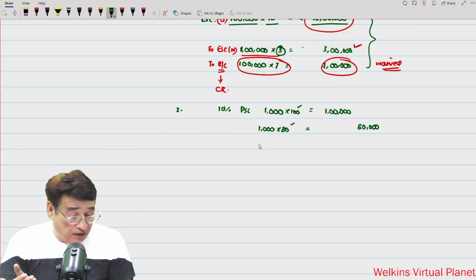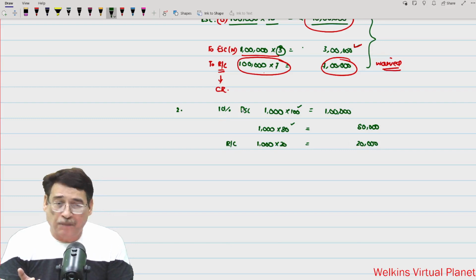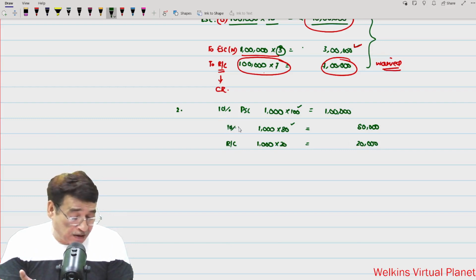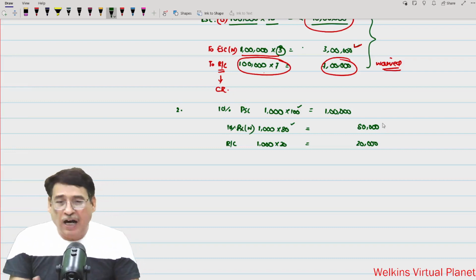So, in this case, the directors of the company will save how much? 1,000 into 20, that is equal to 20,000, and this amount will be transferred to the reconstruction account, as I told you. This capital will be debited, and 10% preference share capital new. This will be considered as new preference share capital. So that is the point.